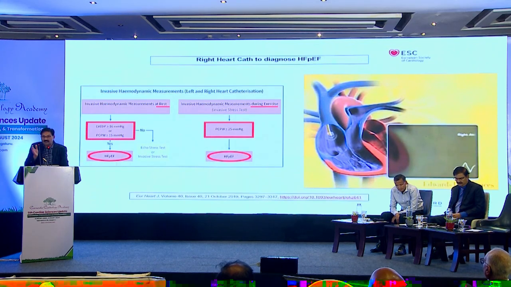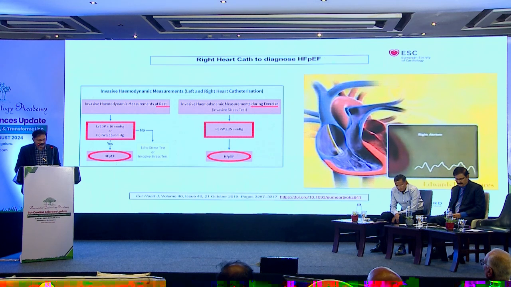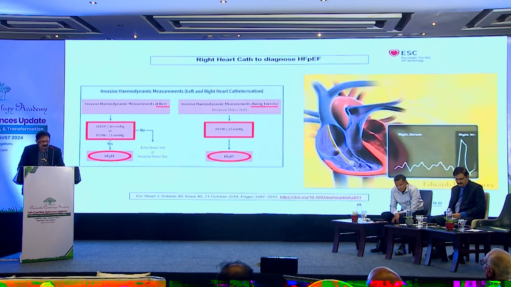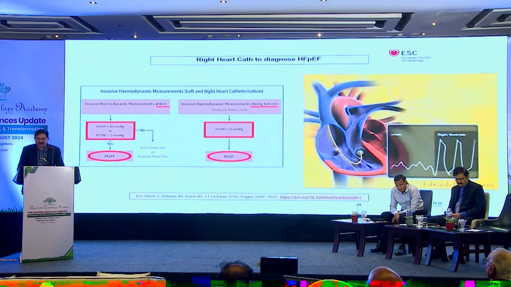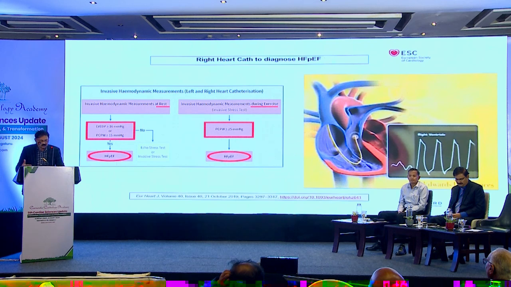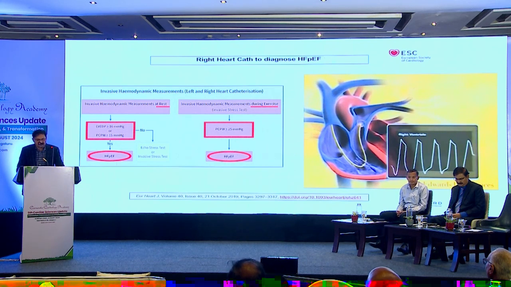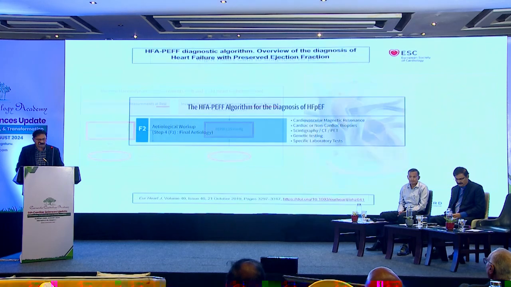Here again, you have at rest and during exercise. So how do you exercise a patient? You make the patient lie down and ask him to do the bicycle while the cath is in progress. So if your LV EDP is more than 16 or the wedge is more than 15 at rest, then you have heart failure with preserved ejection fraction. If you don't find that, you exercise your patient, and if your wedge moves to more than 25, then that means that this patient has heart failure with preserved ejection fraction, as you can see here.